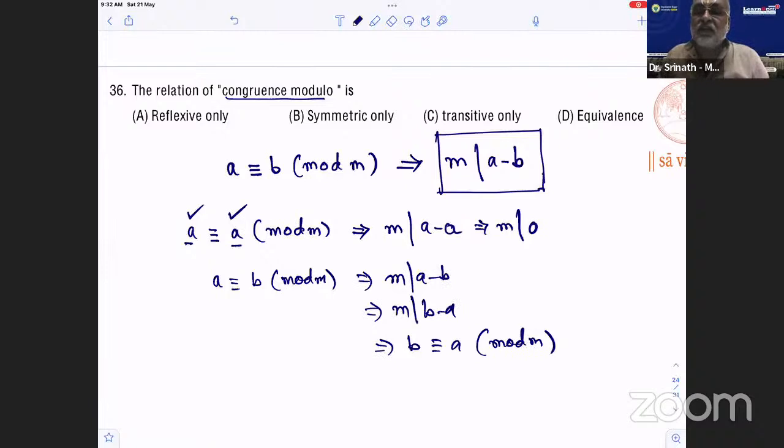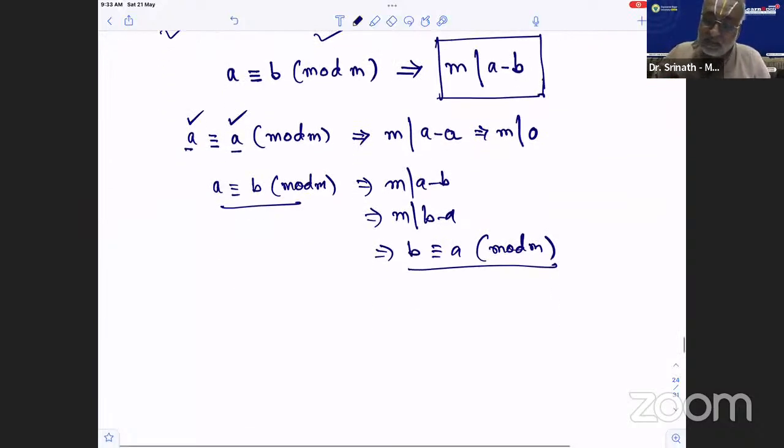See, whenever M divides 2, M divides minus 2 also. So if M divides M, for example, 2 divides 4 means 2 divides minus 4 also. Therefore, if A is congruent to B mod M, B is also congruent to A mod M. So it is symmetric also. It is reflexive, symmetric. Then is it transitive?